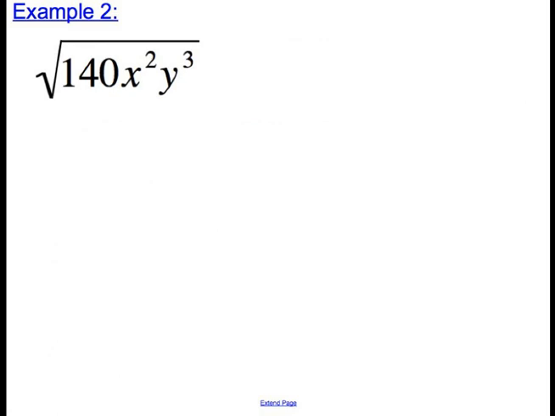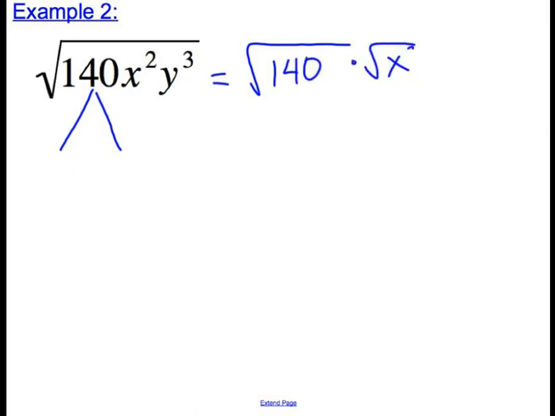So we're prime factorizing to break up the 140, but the x squared is just going to be separate, and the y to the third is going to be separate as well. So why don't we do that to start with? We're going to think of this as the square root of 140 times the square root of x squared times the square root of y to the third. Hopefully you know that the square root of x squared is just x. So that's already pretty simple to simplify.